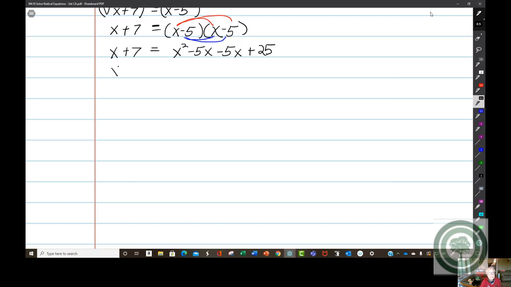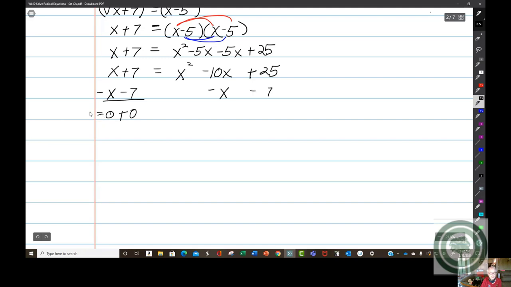Okay, let's go back to work. x plus 7 equals x squared minus 10x plus 25. Now I pull over the x because it's a quadratic equation, highest power 2. You pull everything over to one side, set it equal to 0, and that's called the zero principle. So I subtract x, I subtract x. Then I subtract 7, I subtract 7. So I'll have 0 plus 0, which is 0.